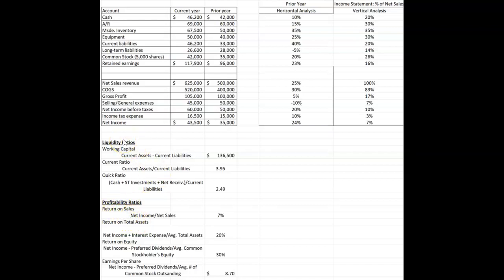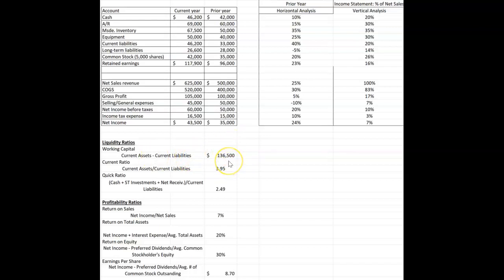So for liquidity, we've got the working capital, which is an absolute value, and that's the difference between current assets minus current liabilities. It's an absolute value, really a difficult number to use. You'd have to compare this to yourself only, in my view.